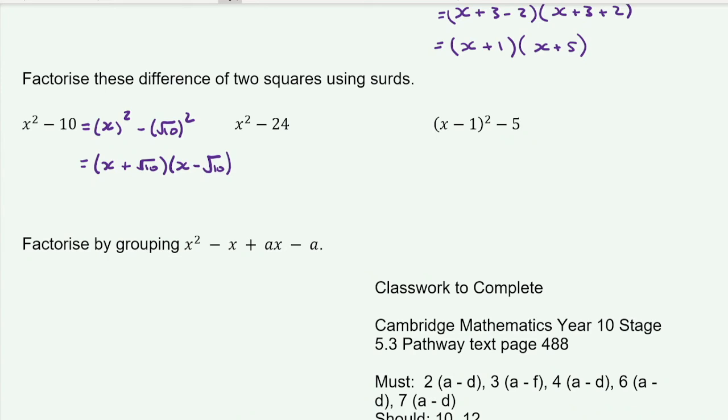So this is a little bit of a wonky one, but break it up first. Find the square root of your number, put it in brackets, chuck on the squared, because it's going to give us a little bit more of an idea. Same idea here. x all squared minus the square root of 24 all squared. We break that out.